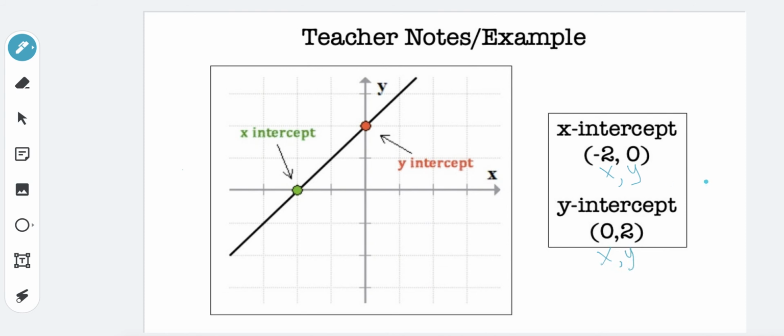So the key thing to remember about this is the x-intercept, the y value is 0, and for the y-intercept, the x value is 0.